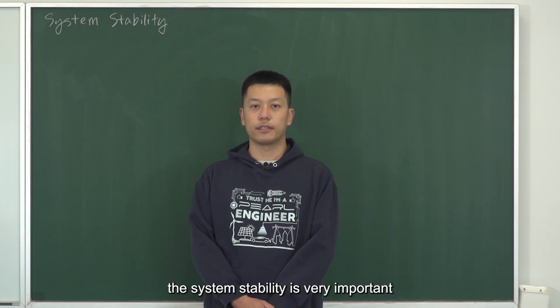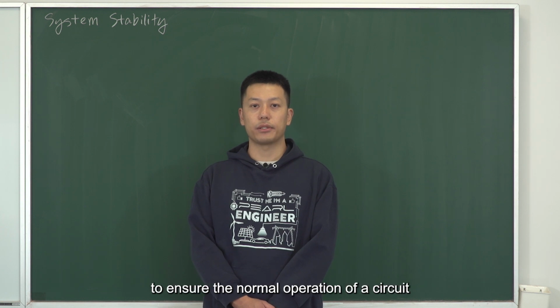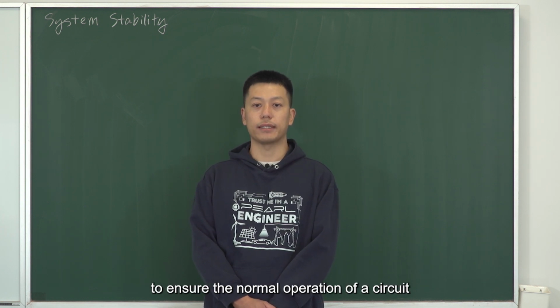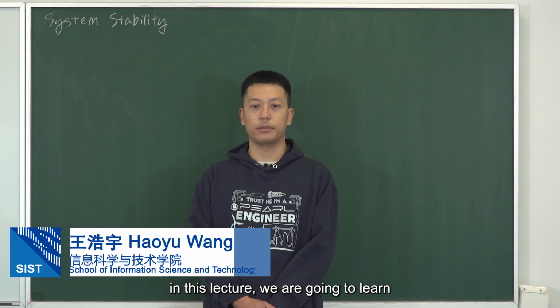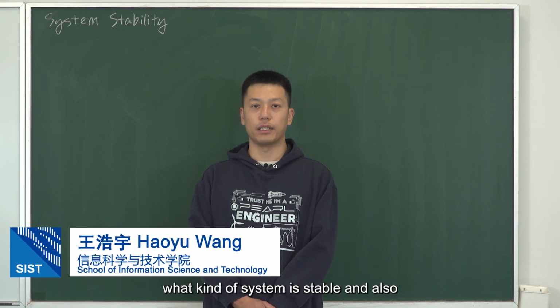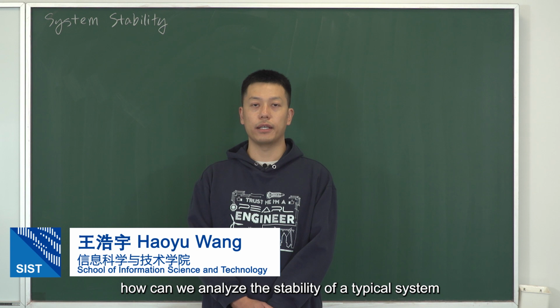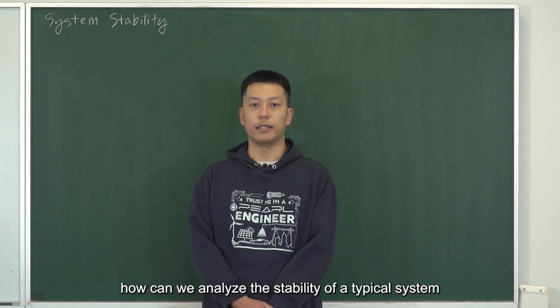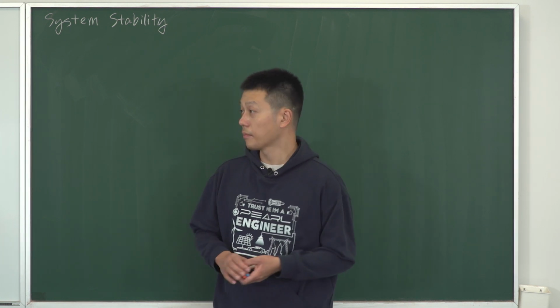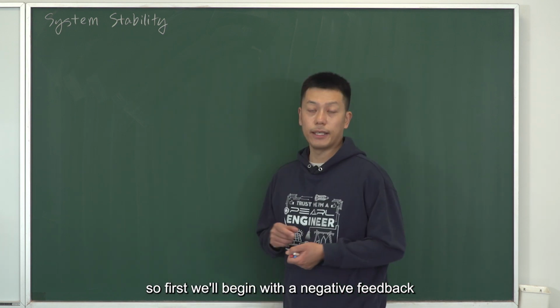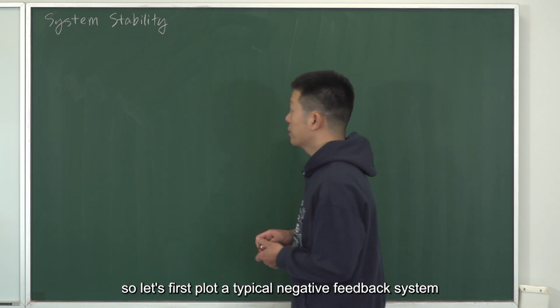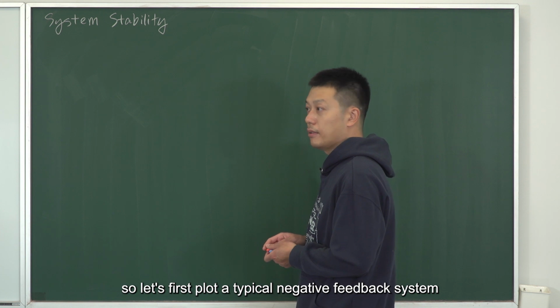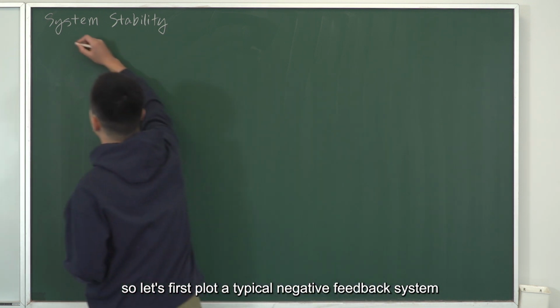The system stability is very important to ensure the normal operation of a circuit. In this lecture, we are going to learn what kind of system is stable and also how we can analyze the stability of a typical system. So first, we'll begin with a negative feedback. Let's first plot a typical negative feedback system.